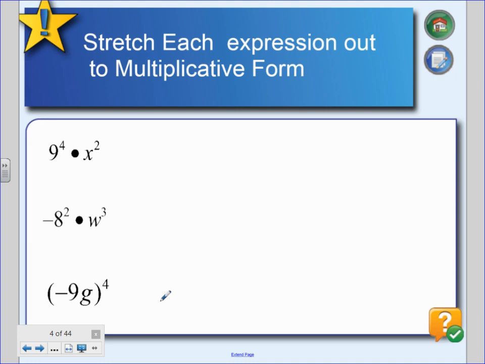Let's go the other way real quick as we're warming up. See if you can stretch these out into multiplicative form. And knowing how to stretch expressions out into multiplicative form will help you a lot when you're algebraically simplifying. So if I'm stretching out 9 to the 4th x squared, that's 9 times 9 times 9 times 9 times x times x.